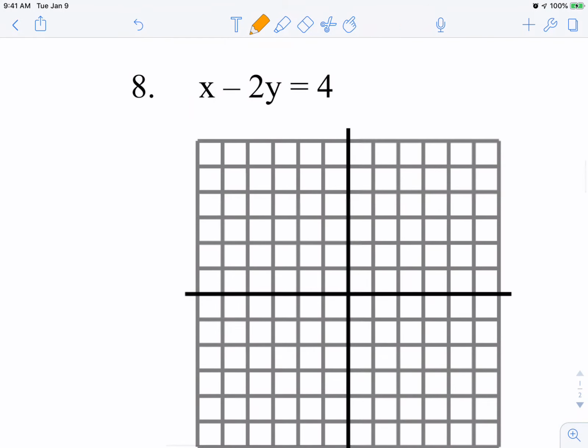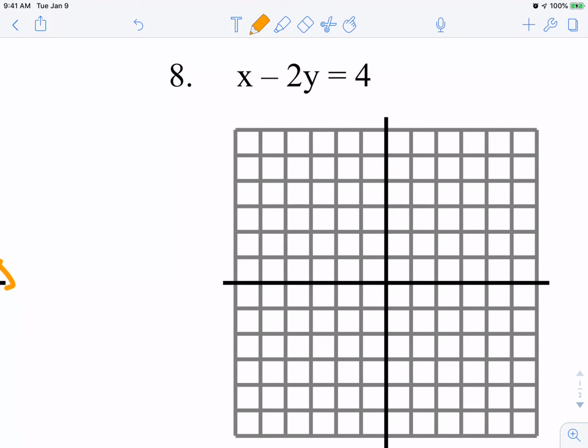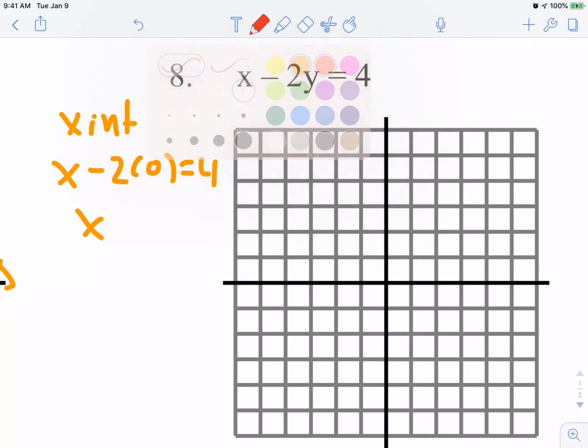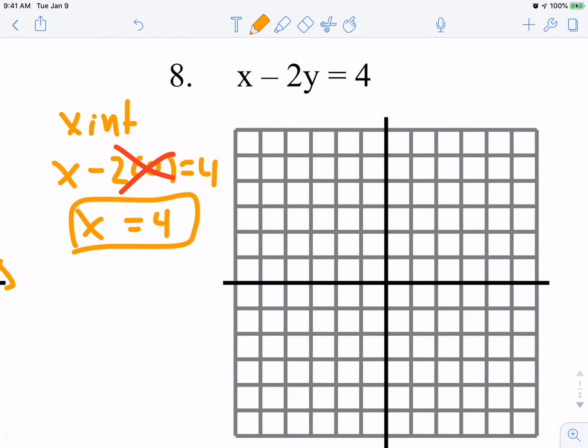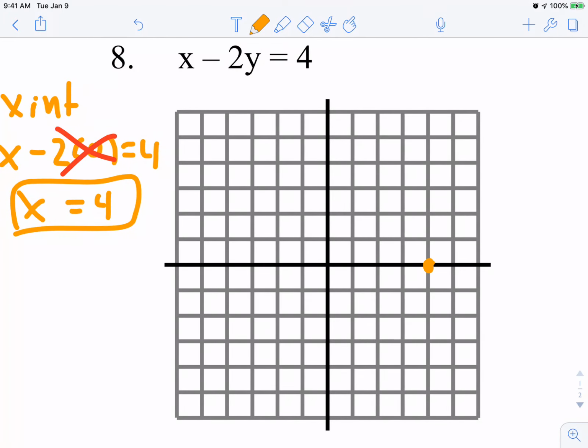Number 8. We can use y-intercept, x-intercept on this one. X-intercept is when y is equal to 0, so you can just pretty much take that y away. So x minus 2 times 0 is equal to 4. That's why that goes away, because 2 times 0 is just going to be 0. So x is equal to 4. So first step, I'm going to put a 4 there.